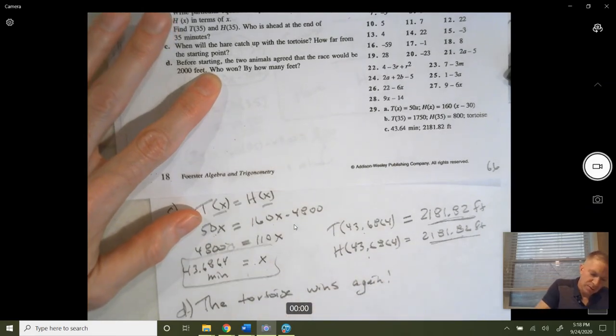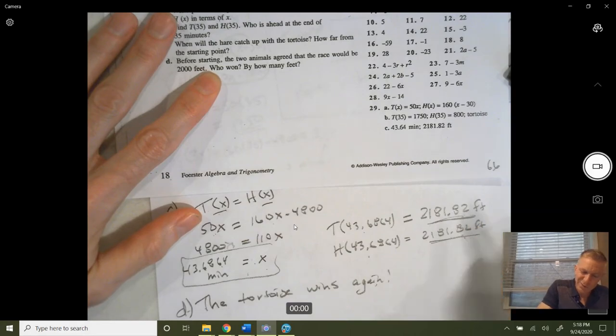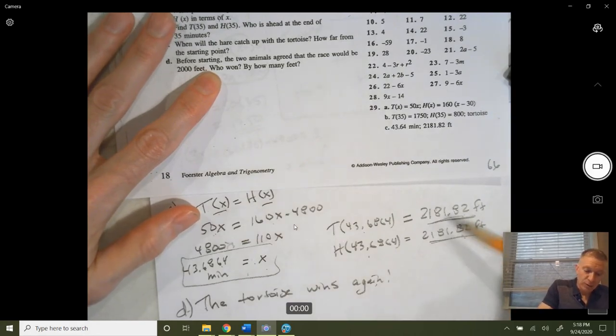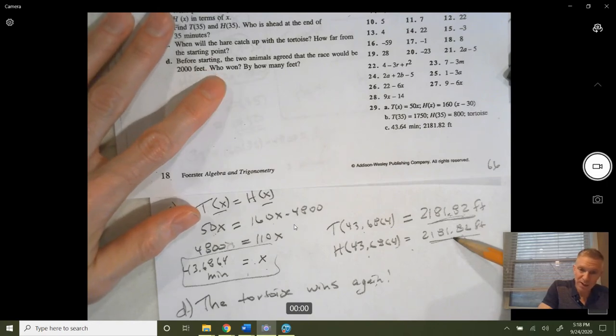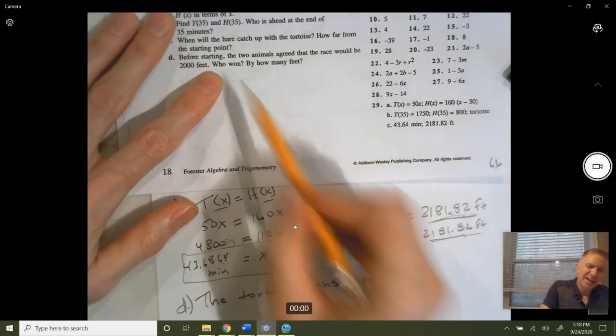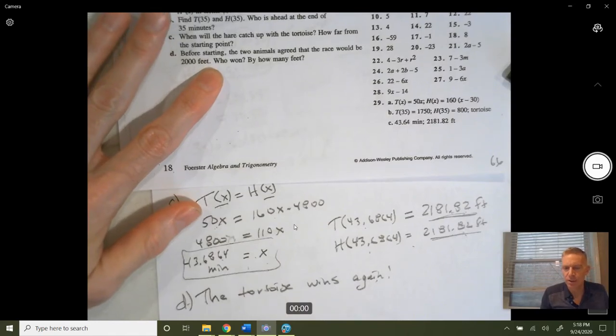And how do you know? You can explain that in words. You could say, because the hare doesn't catch up until 2181 feet, and the race was over at 2,000 feet. Now, who won and by how many feet? That's a little bit harder. By how many feet? Meaning the race is over.